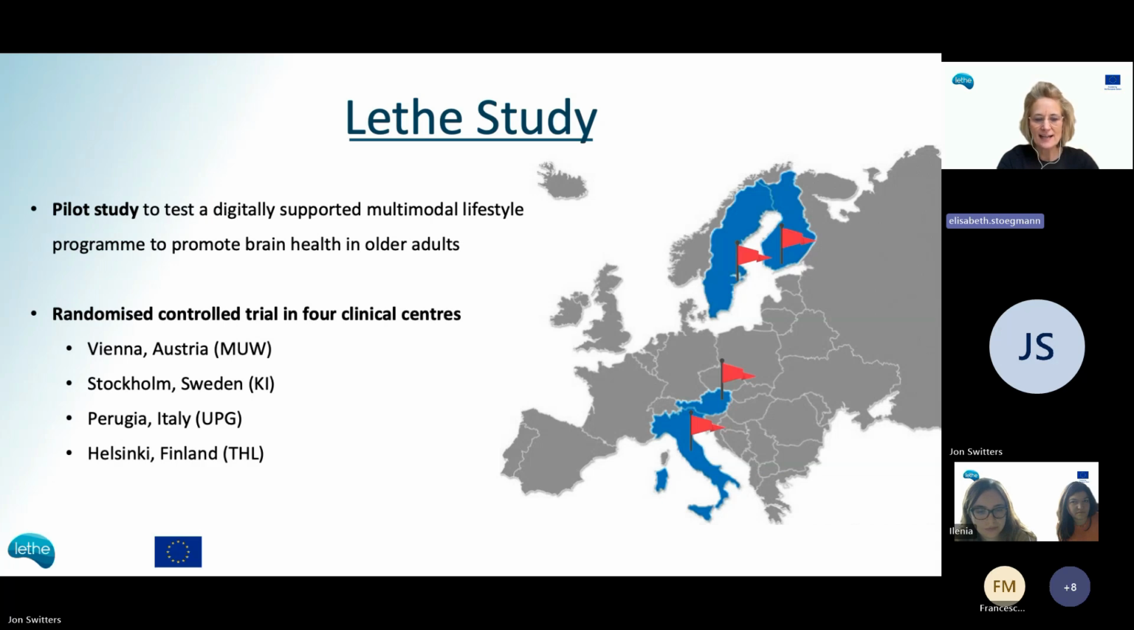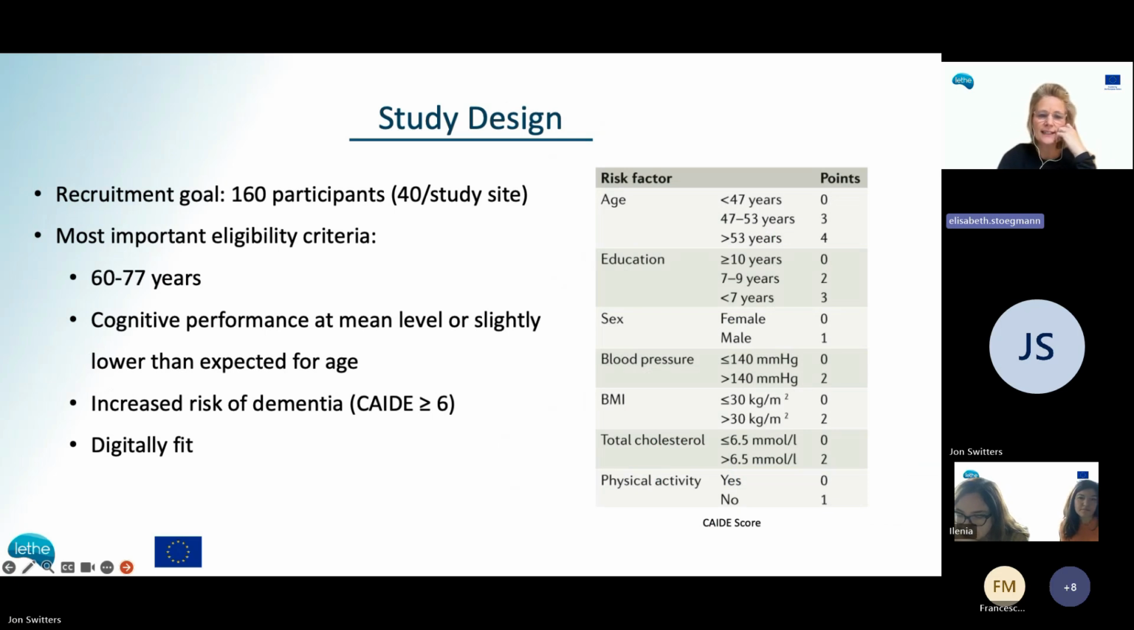We had 4 study sites involved: Vienna, Austria; Stockholm, Sweden; Perugia, Italy; and Helsinki, Finland. All participants gave informed consent, and the study was approved by the local ethical committees. Next slide, please. Our study goal was to include 160 participants in the whole study, so 40 at each study site. The most important eligibility criteria were the age of 60 to 77 years, and we wanted to include participants with a cognitive performance at a mean level or slightly lower than expected for age, but not a diagnosis of dementia.